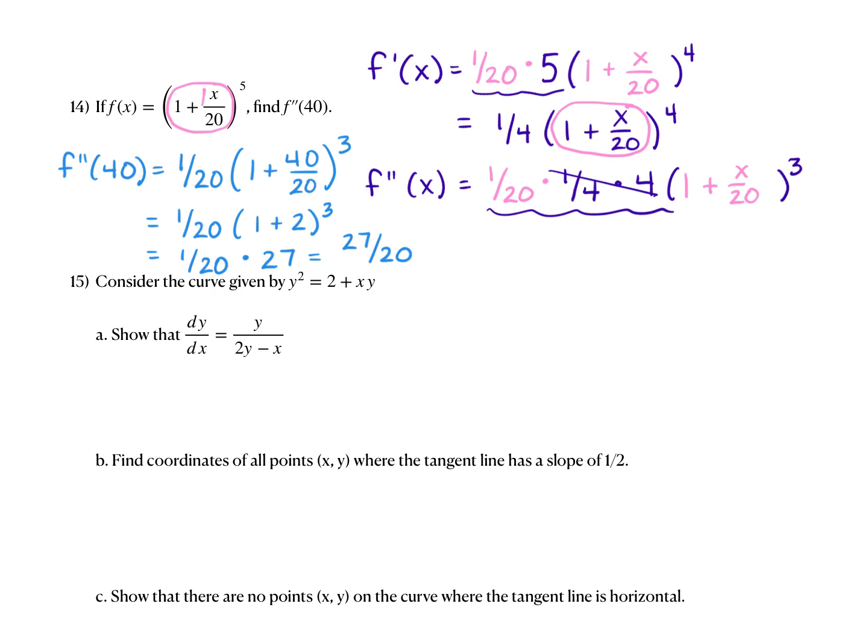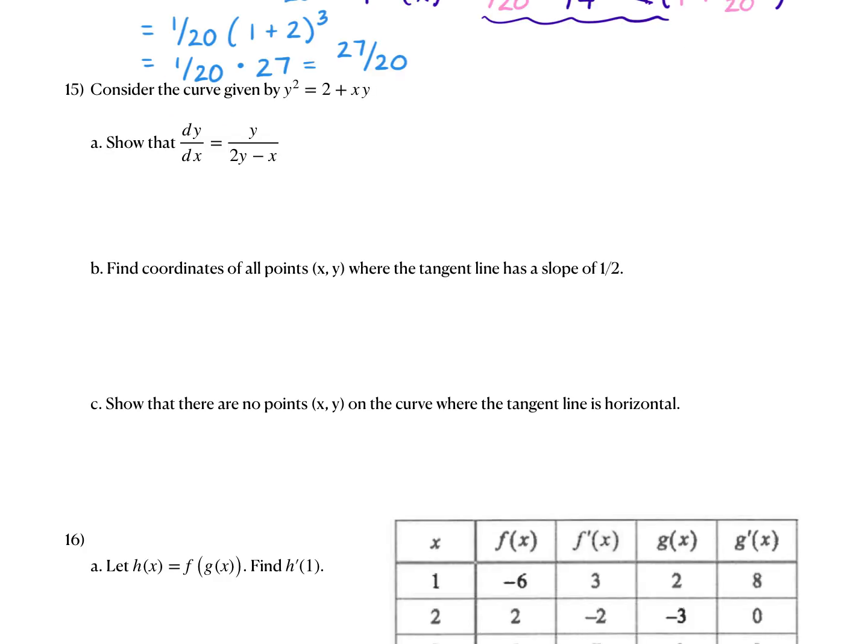Okay. I got a lot of questions on number 15, specifically parts B and C, but let's blaze through A real quick. So it's telling us what our derivative should be. We just have to make sure we agree with that, okay? And it is an implicit differentiation. You've got x's and y's in there. So I'm going to start with the y squared. I know that's going to have a dy dx with it.